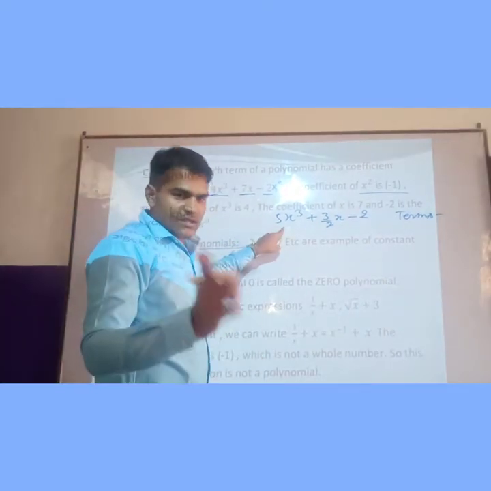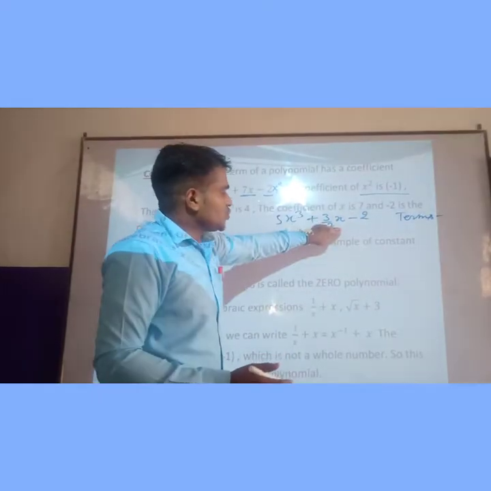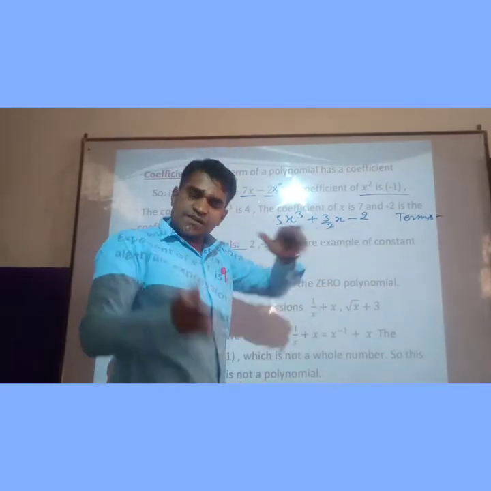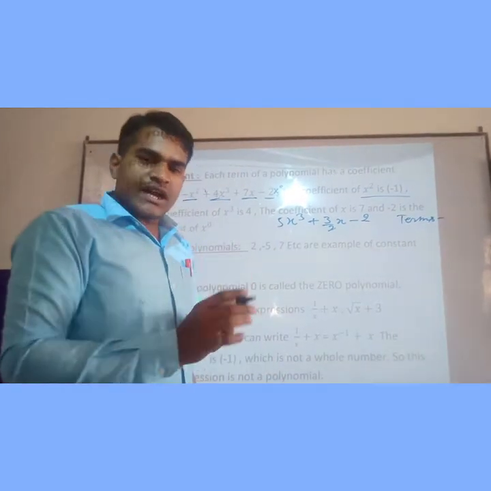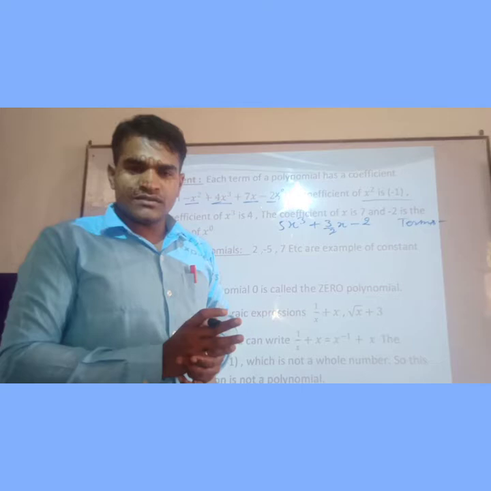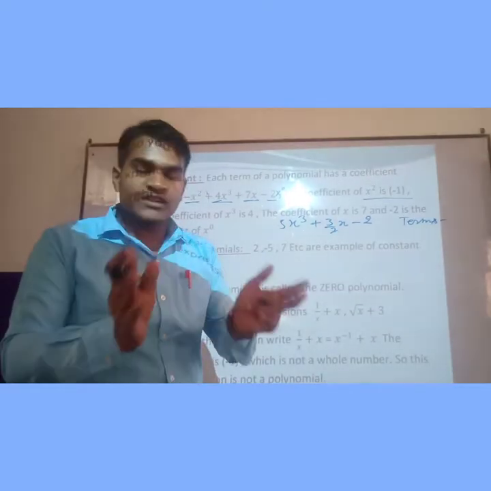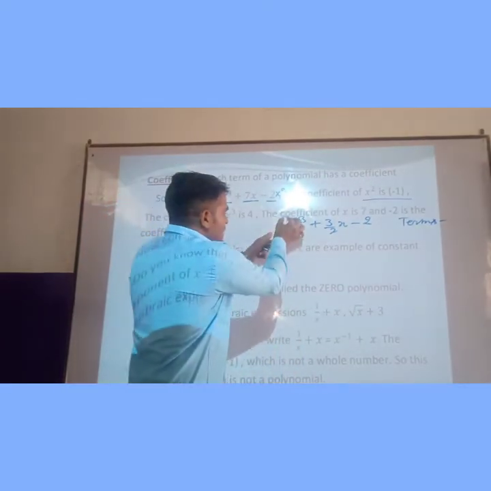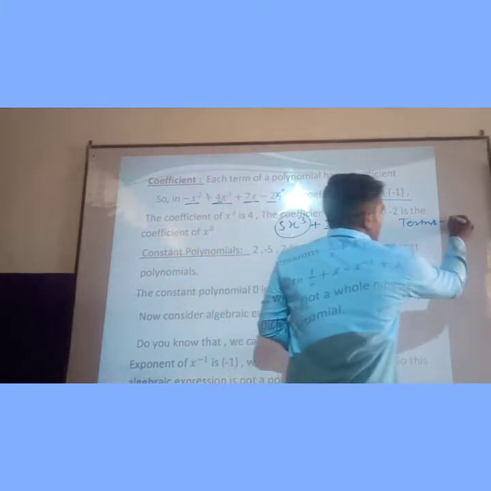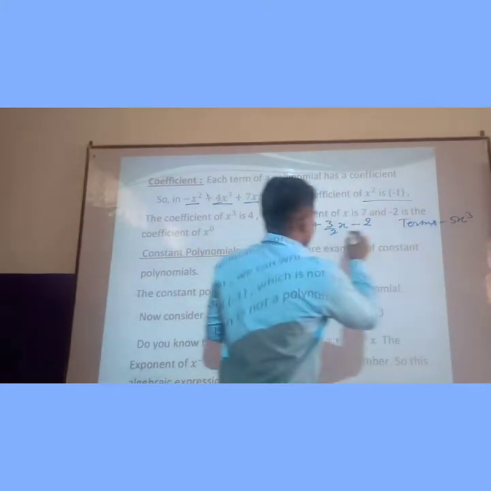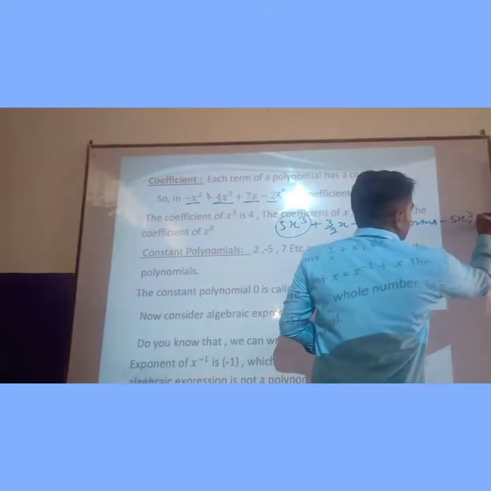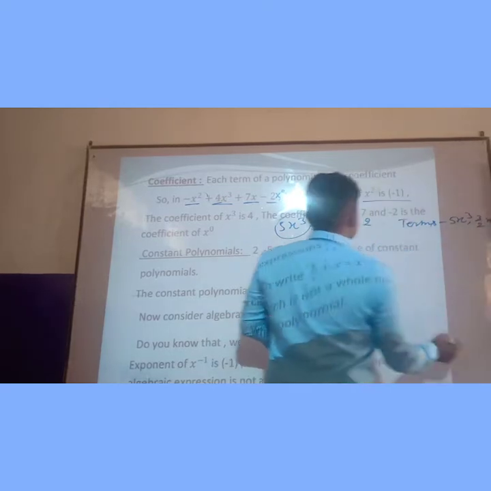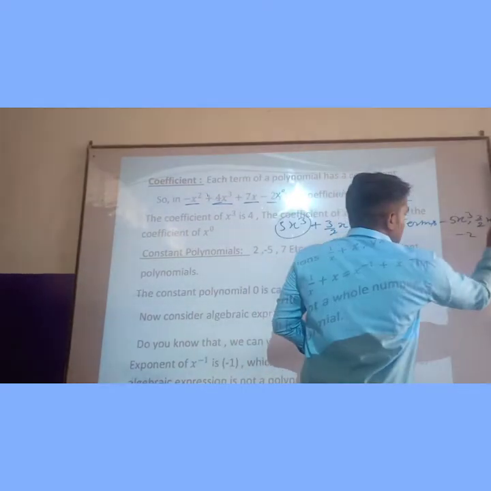Three terms: 1 term, 2 terms and 3 terms. As you know, terms are separated by plus and minus signs only, not by division and multiplication signs. So 5x cube is one term. The first term is 5x cube, the second term is 3 upon 2x, and the third term is minus 2.